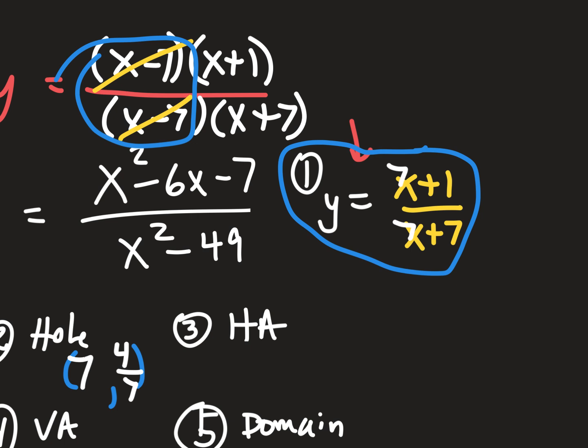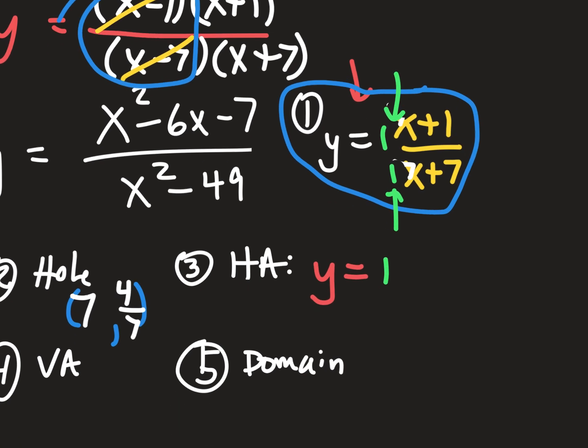All right, then horizontals. Row 3. Caitlin, this one's you. Horizontal asymptote. Y equals 1. Good. And tell me how you got that. You're not wrong. I'm just asking you, how did you get 1? Because the ratio of the coefficients on the numerator and denominator is 1 over 1, and so then that's 1. Very good.